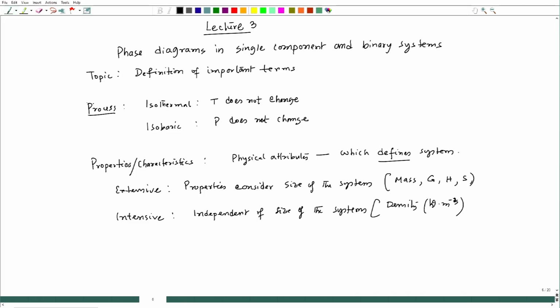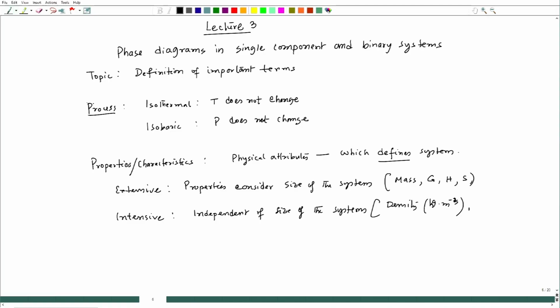That means whether I take 1 kg or 2 kg, if we are considering a homogeneous system, let us say a particular phase which is a homogeneous system, that phase density would be nearly the same all across. Of course, there could be a bit of variation, because of the fluctuations within the system, but overall the density would be the same in all places. So it does not matter what size of the system we are considering, density is one such property. Then pressure.